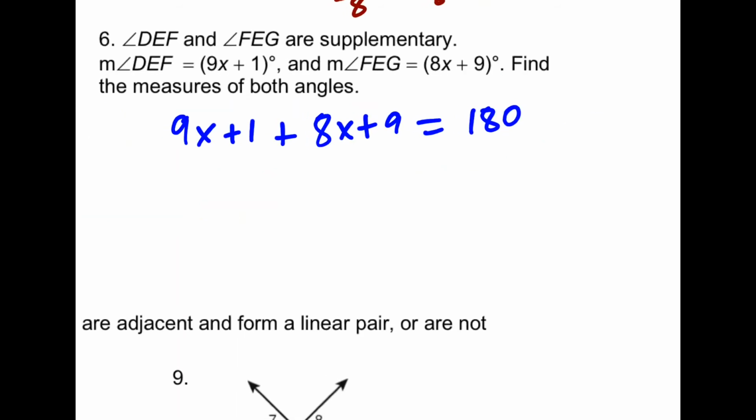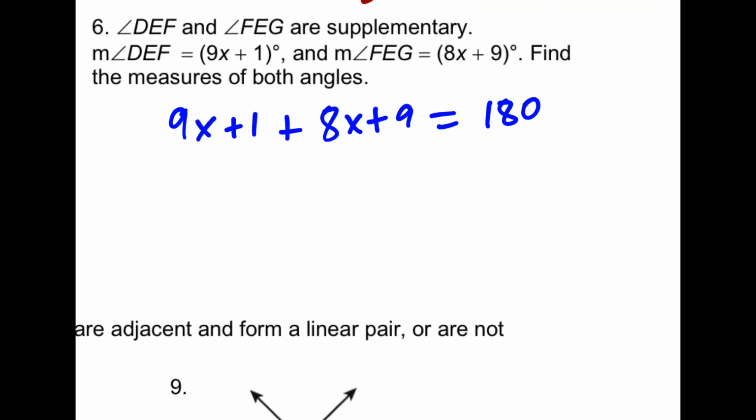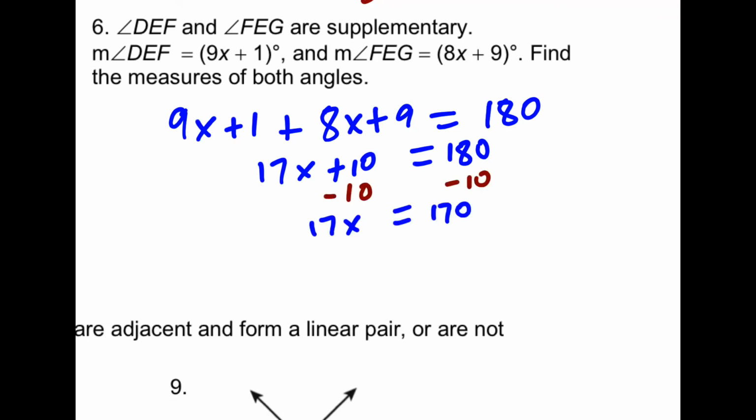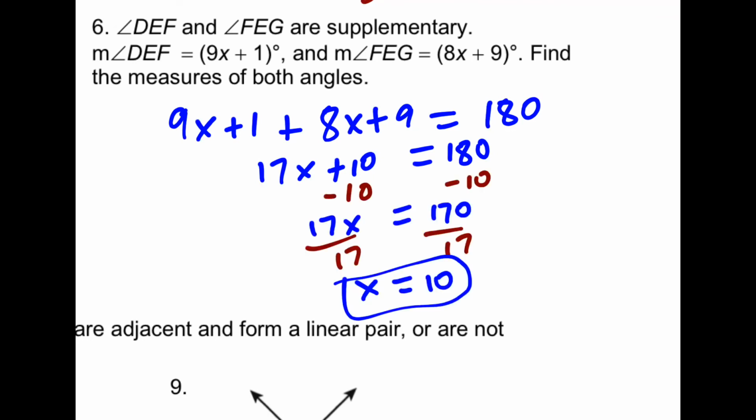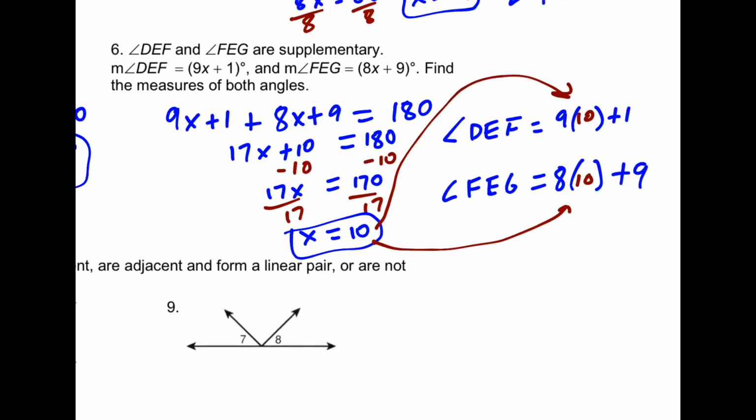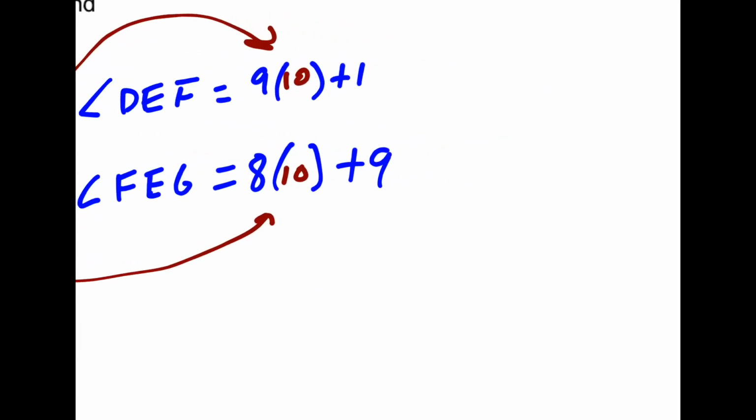Number 6 is set up very similarly to number 5, just they're equal to 180 because they're supplementary. I combine like terms, subtract 10 from both sides, and divide by 17 to find x is equal to 10. I can plug in 10 for x for both of these angles, and angle DEF is going to be equal to 91 degrees, where angle FEG is going to be equal to 89 degrees.